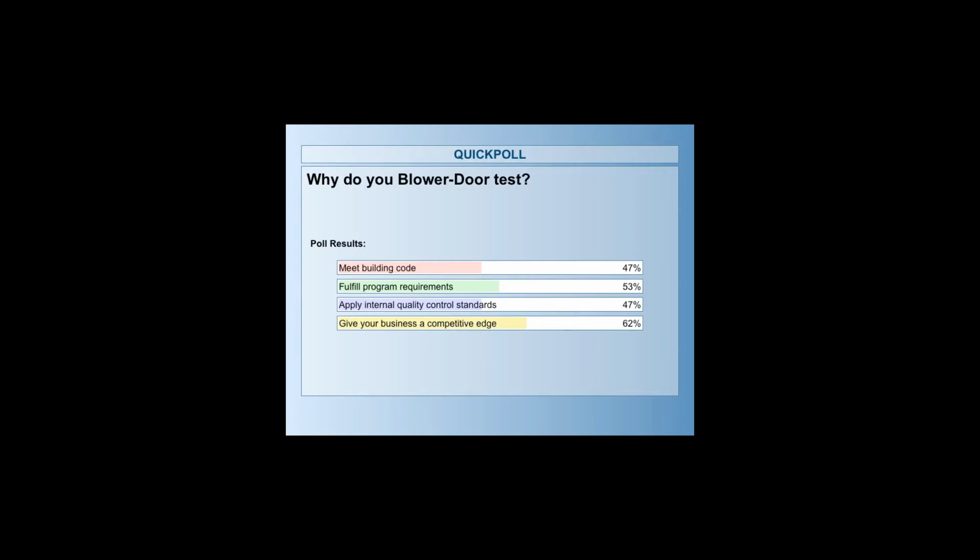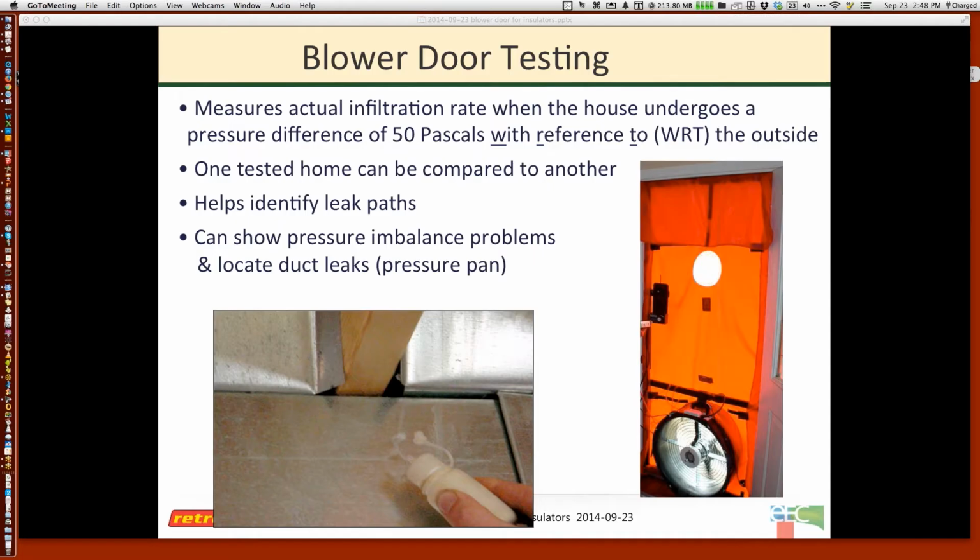And here's a phenomenal result that, without question, people are after to give your business a competitive edge. That's a great result. And if you're looking for more suggestions or process on how to do that, send us an email, and we'll gladly see if there's some way we can help you evaluate that. I have a few slides coming up on other tests you can do or other ways you can use your blower door.